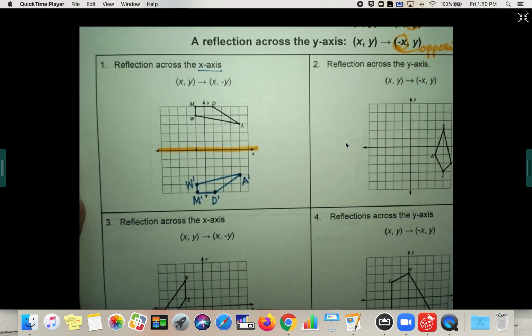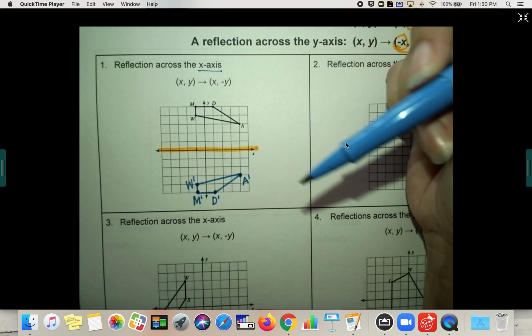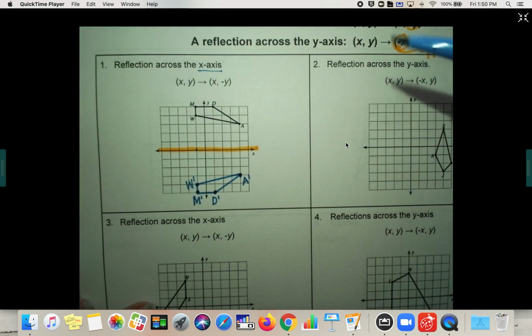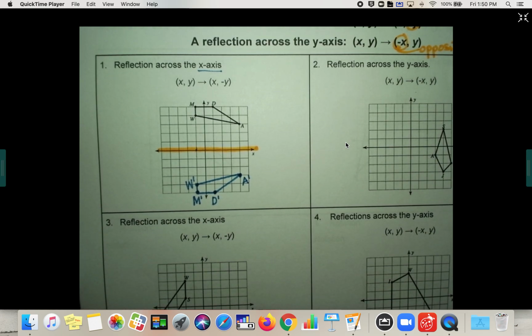It should look exactly like this shape has been picked up and flipped upside down to down here, right over this as our line of reflection. And I think it does look like it did that. So we did a good job there.